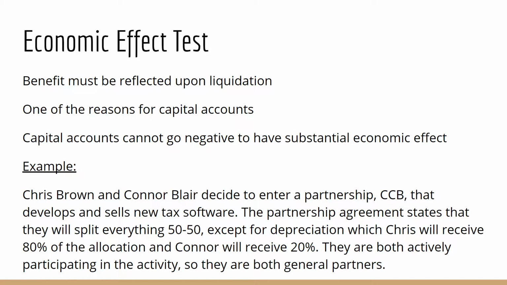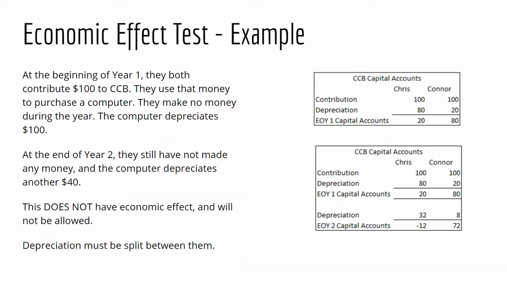except for depreciation, which Chris is going to receive 80% of that allocation, and Connor is only going to receive 20% of the depreciation allocation. They're both general partners because they're both actively participating. So we're going to look at the example again.